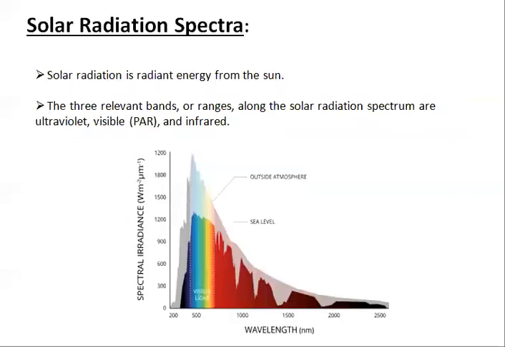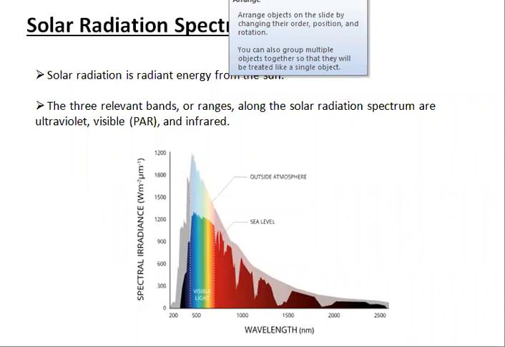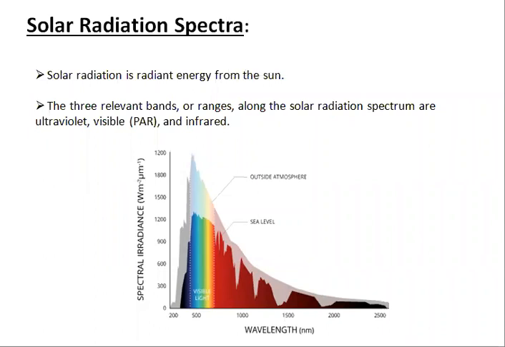Next, coming to the solar radiation spectrum. Solar radiation is the radiant energy from the sun. That means it can also be called electromagnetic energy delivered by the sun. It provides light and heat for the earth and energy for photosynthesis. And this radiant energy is necessary for the metabolism of the environment and its inhabitants also.